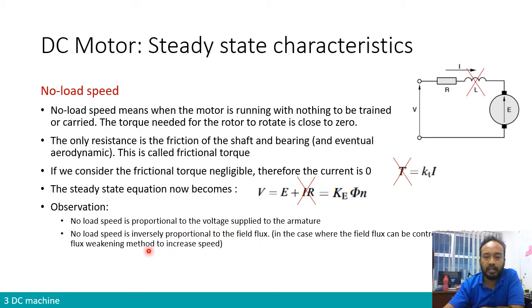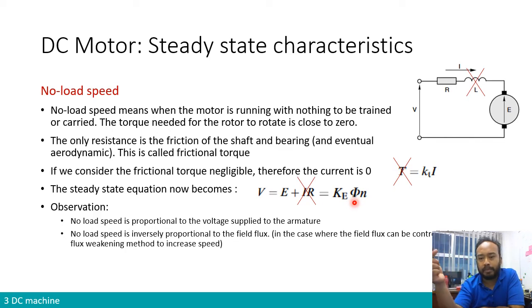So in observation, what we can see is that no load speed is proportional to the voltage supplied, as I mentioned just now. No load speed is inversely proportional to the field flux. If you look at this equation, bringing KE over phi over here, it means that rotational speed is inversely proportional to the flux. What does it mean? It means that if we have a constant field and we are supplying voltage, the machine can rotate at a certain speed n.